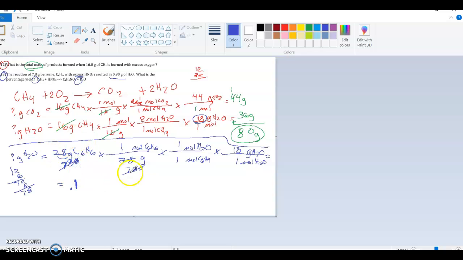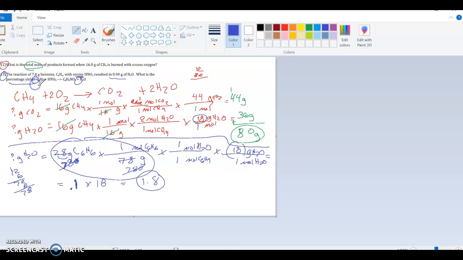So now I've got this whole thing is worth 0.1. This is 1 times 1 times the 18. This is me simplifying it. So this is worth 0.1 times 18. I got 1.8. Okay, because the 0.1 moves the decimal place 1 to the left. So I've got 1.8 here.